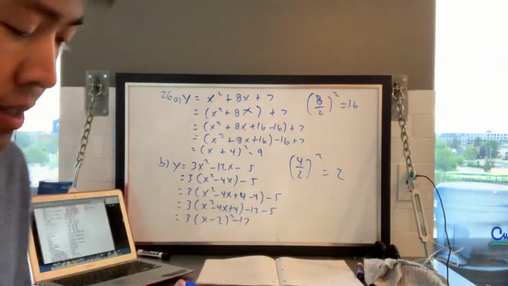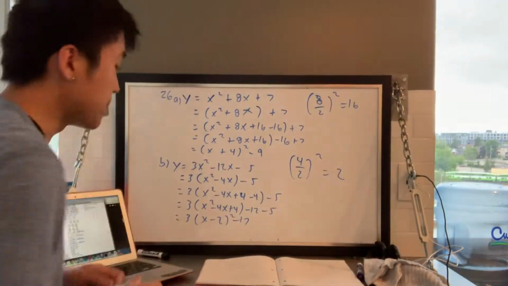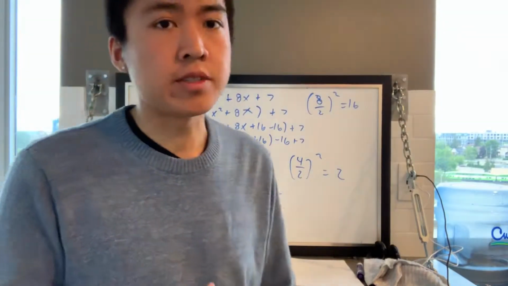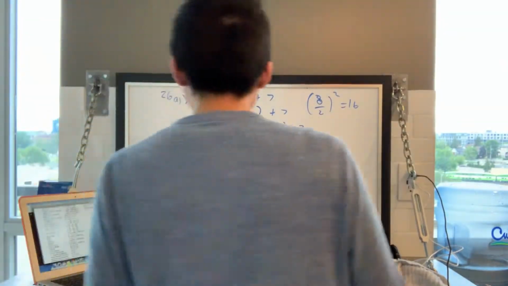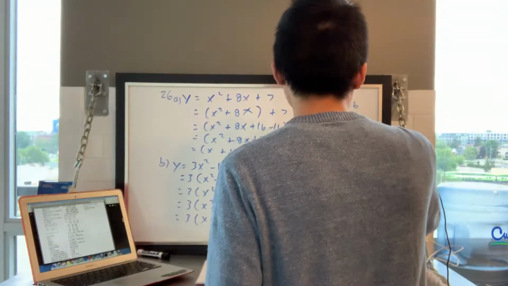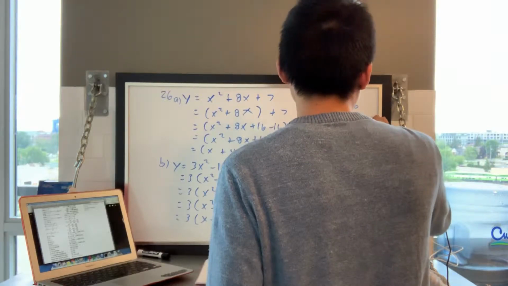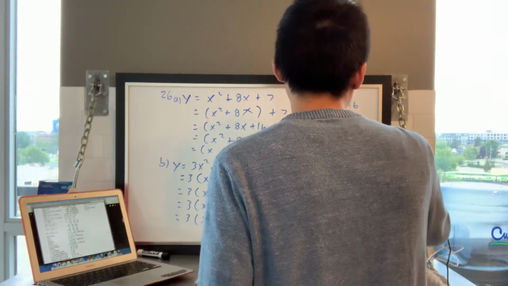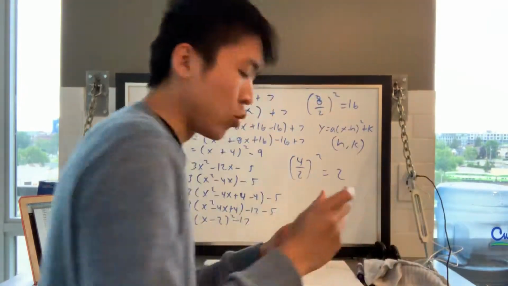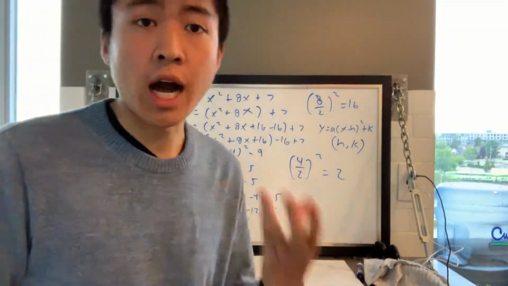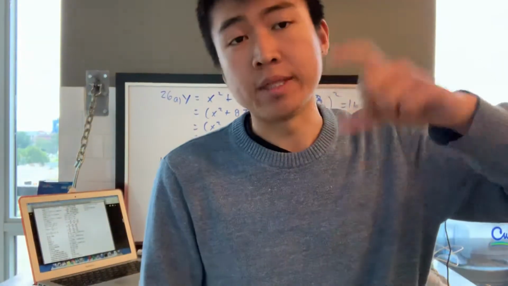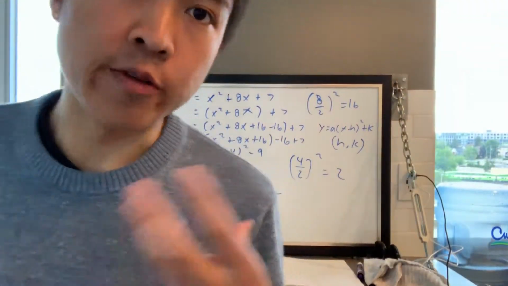Okay, so here are some examples of having to complete the square. Completing the square gets us the fastest to vertex form. And vertex form is y equals a(x minus h) squared plus k, where (h, k) is the coordinates of your vertex, which is the highest point, a maximum if it opens down, or if it opens up, the minimum of a parabola.